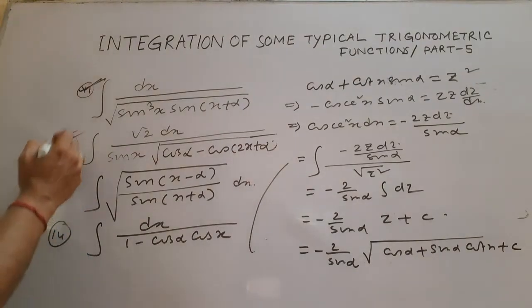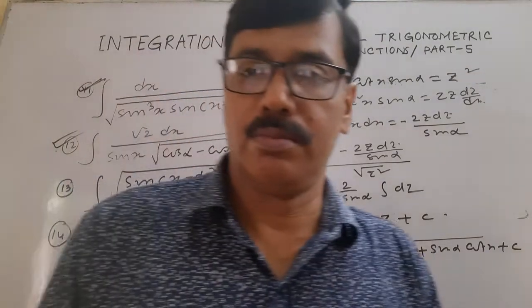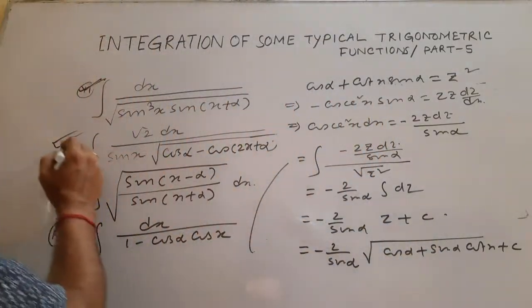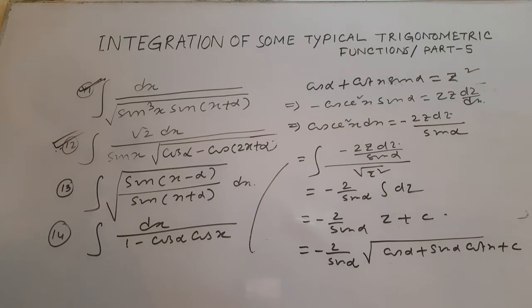So this is also a most important problem for board as well as competitive exams. So 9 and 12, they are of the same type.